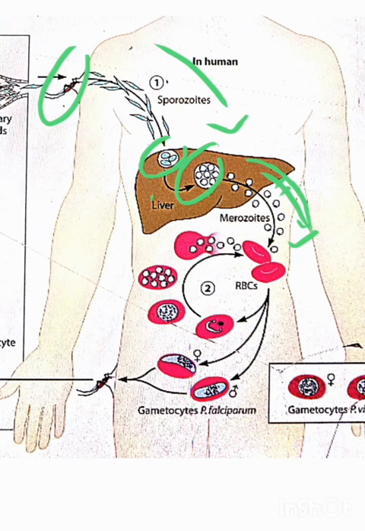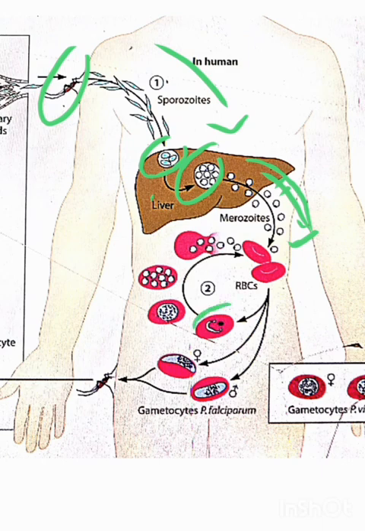Then the blood stage, called erythrocytic schizogony. From there, merozoites enter the red blood cell. Inside each red blood cell, they grow and multiply through three main stages. What are the three main stages?